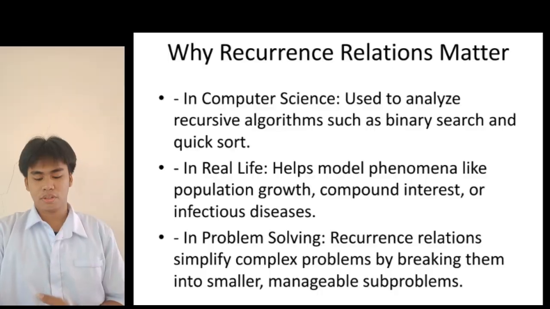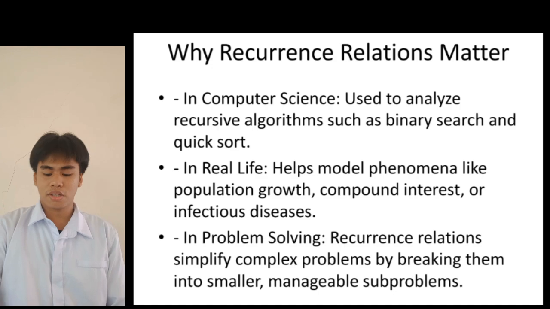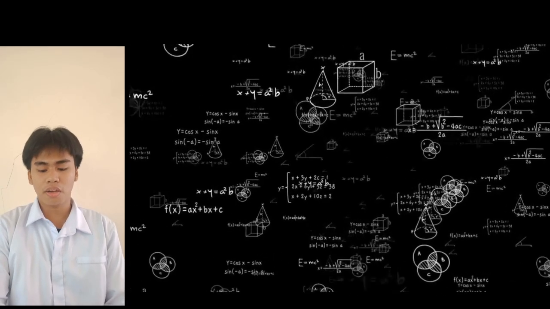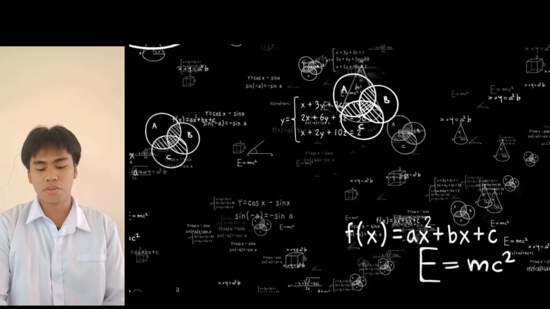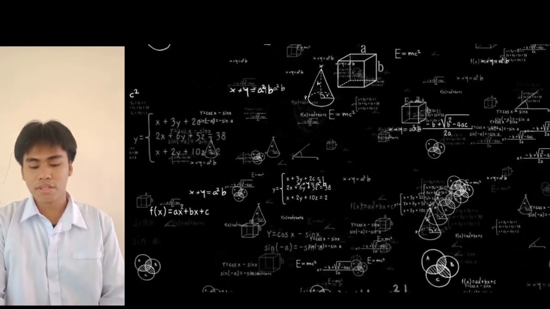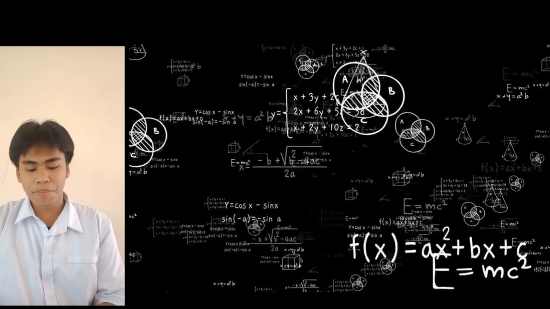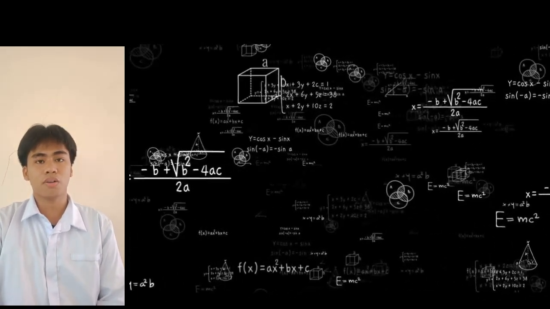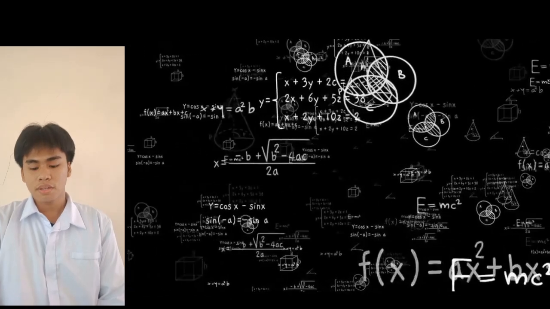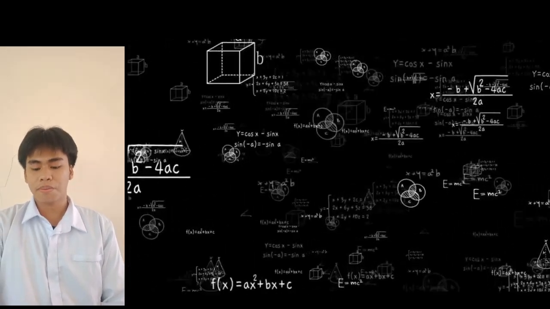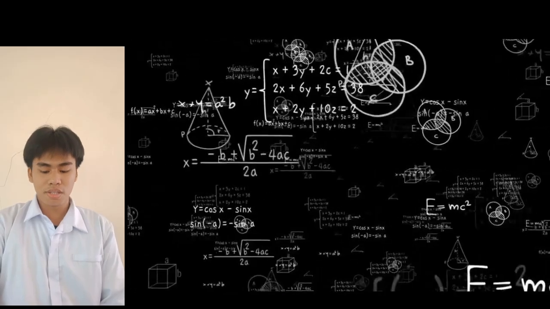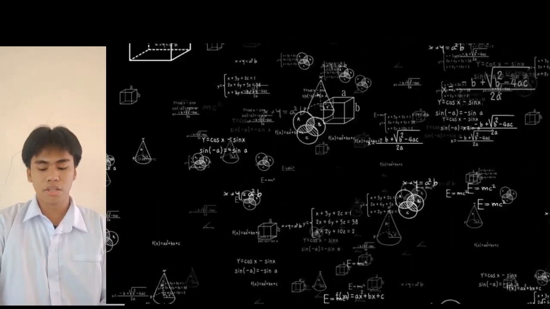Thanks. Why do recurrence relations matter? In computer science, they are used to analyze recursive algorithms such as binary search and quicksort. They help us describe runtime, how an algorithm's time complexity changes with input size. They help us break down problems into smaller instances, making it easier to understand the algorithm's performance.